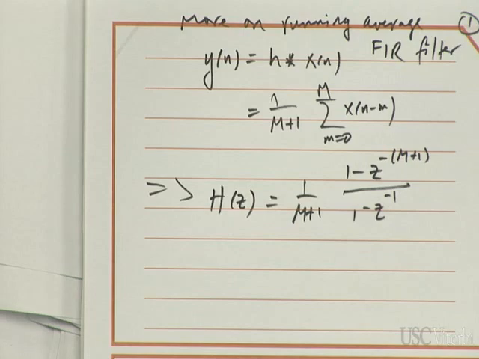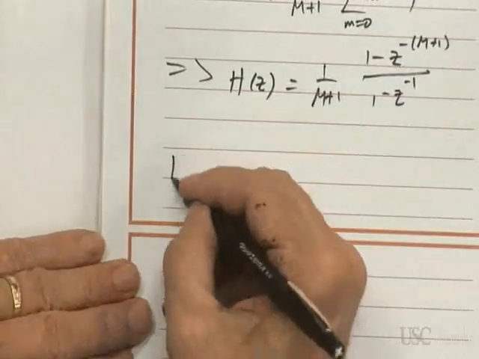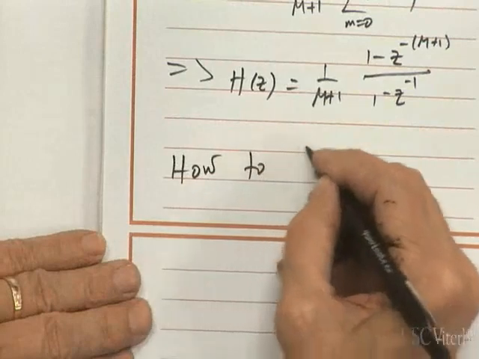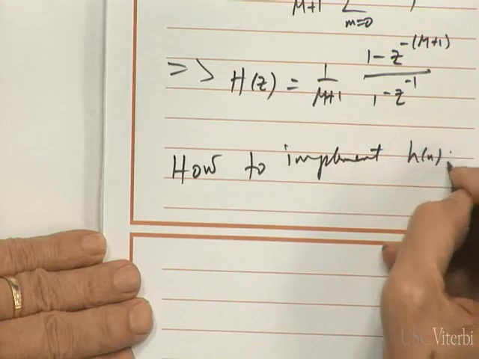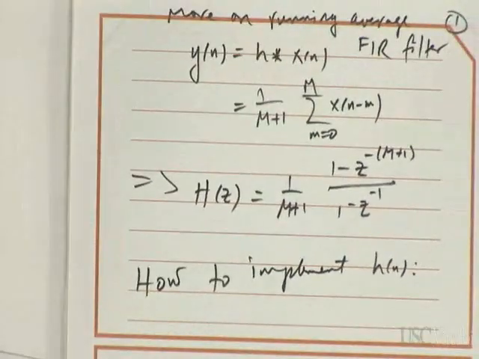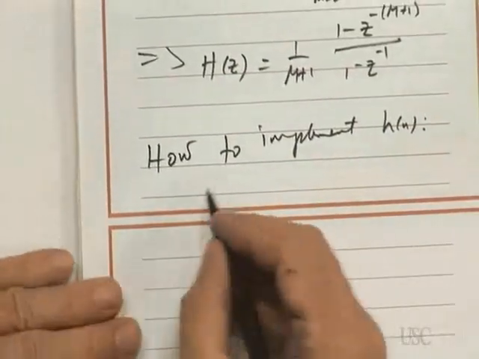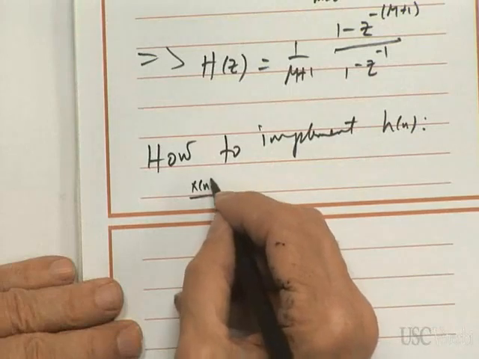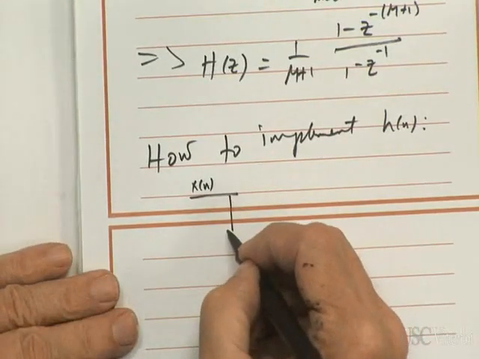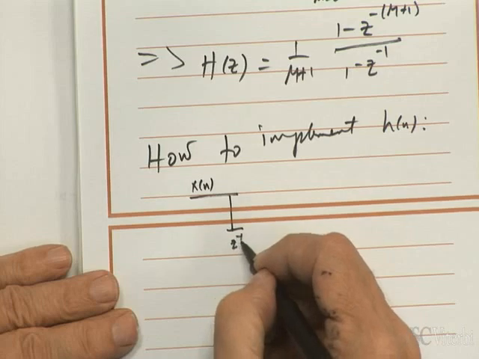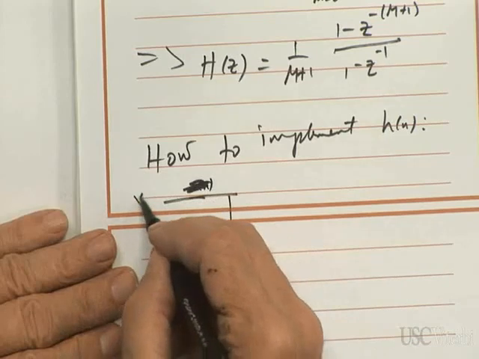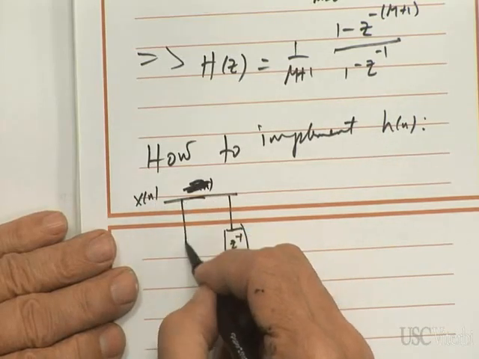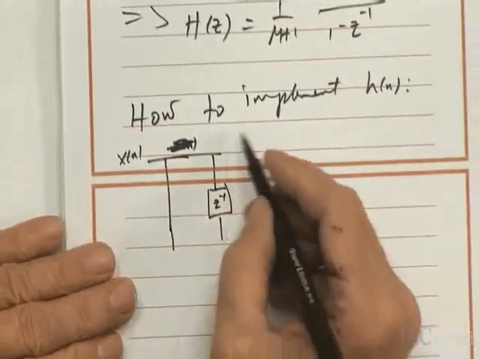Okay, so here's my question: how to implement h of n? I've always told you that you go back to the time domain. How do we implement that? Well, here would be a way of doing it. Here comes x of n, and we are going to take that and go into a one sample delay.